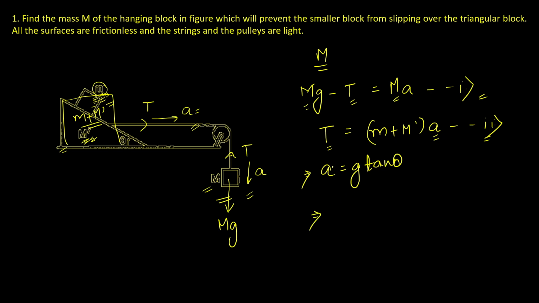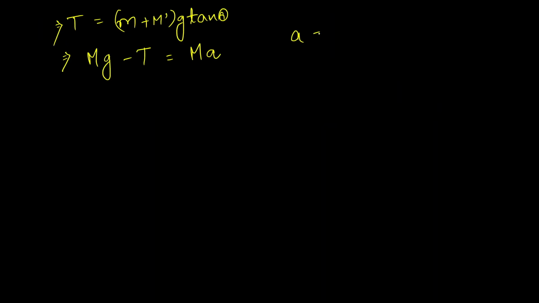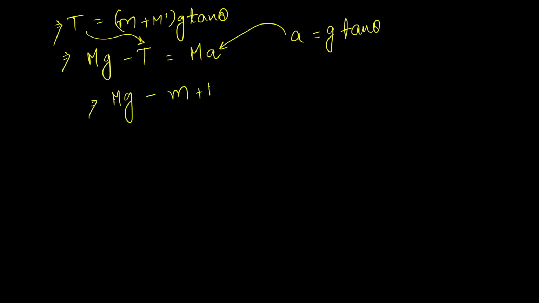So let me write this value of a over here to get T first. That is equal to (M plus M dash) times a, and a is g tan theta. Now we have T. Just put this value of T and this value of a over here to get the capital mass M. So a we know, that is g tan theta. So put this value of T and this value of a over here, and that will be equal to Mg minus (M plus M dash) g tan theta, that is equal to Mg tan theta, like this.